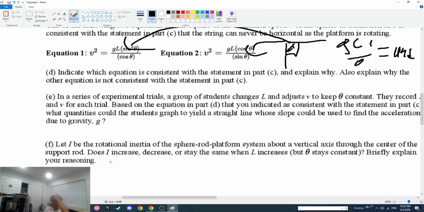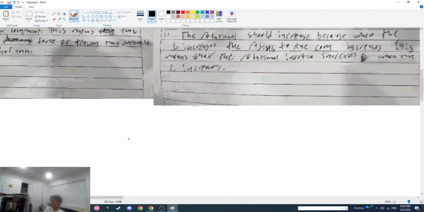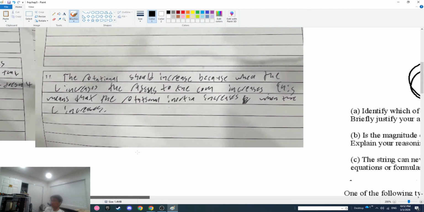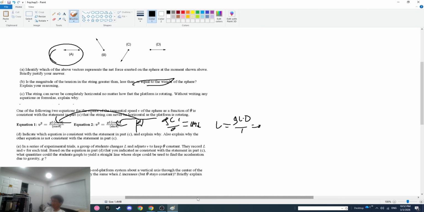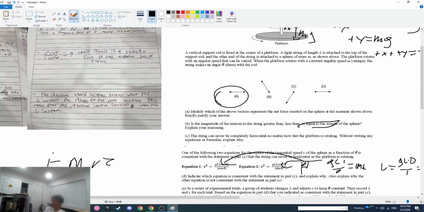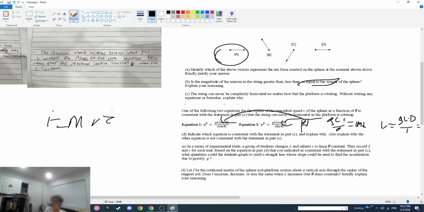And in part F, we're asked to determine if rotational inertia will increase, decrease, or stay the same if L increases. So I only said that it would increase because the length increased, and since I is equal to mr squared, it will increase. But I forgot to say that since the mass is farther away, that will also cause the rotational inertia to increase. So I only got 1 out of 2 for that part, and that's my test correction.